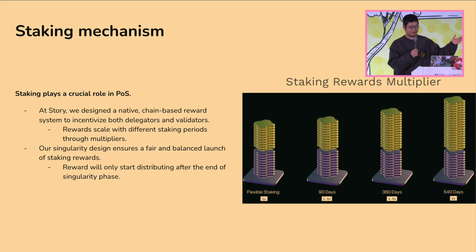As you can see on the diagram on the left-hand side, we currently have flexible staking, 90-day staking, 360-day staking, and 540-day staking. Obviously, the more days you commit, the more reward you'll get, and the higher the multiplier is.